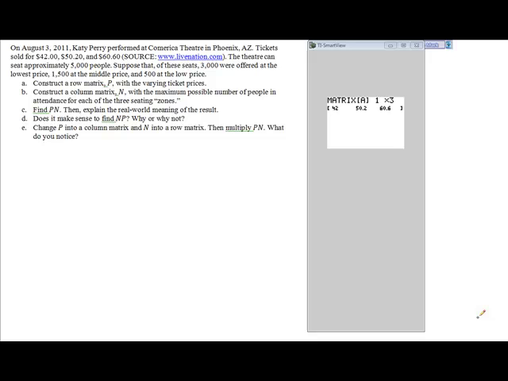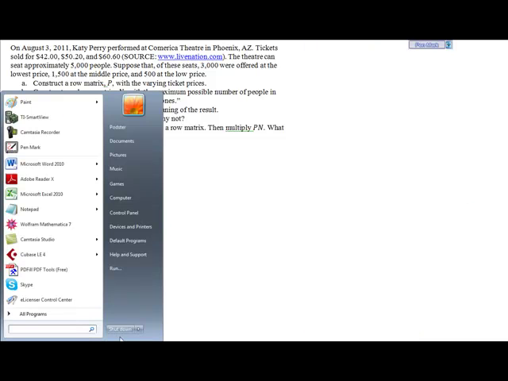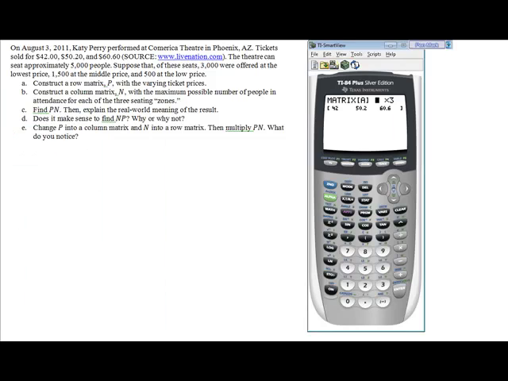In this problem, we're taking a look at a Katy Perry concert with varying ticket prices. They are actually the ticket prices I found when this event took place back in 2011, and we're told that the ticket prices are 42, 50.2, and 60.6, and then we're told how many people can be seated in the different categories of price ranges. We're to construct a row matrix P with the varying ticket prices.